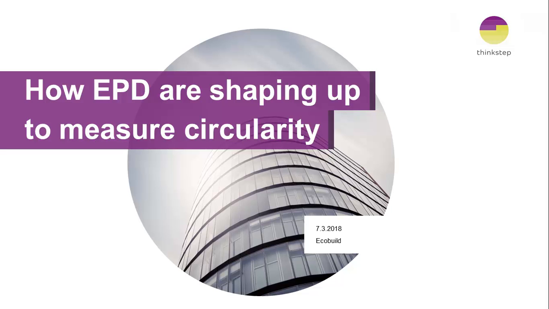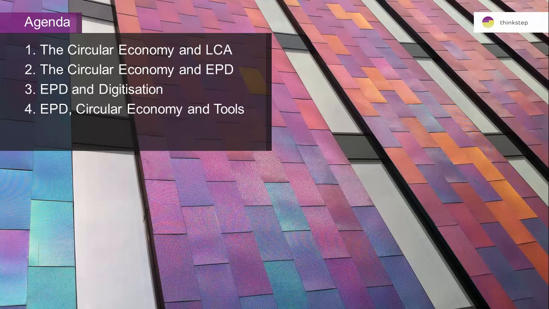I'm going to talk to you about how EPD, environmental product declarations, are working in terms of supplying this information, hopefully digitally, to enable the circular economy to work. I'm going to talk a little bit about the links between circular economy and life cycle assessment, which is the underlying process, about EPD and the information that's there, and then about how EPD are being digitized, and then a little bit about some tools that are taking that forward.